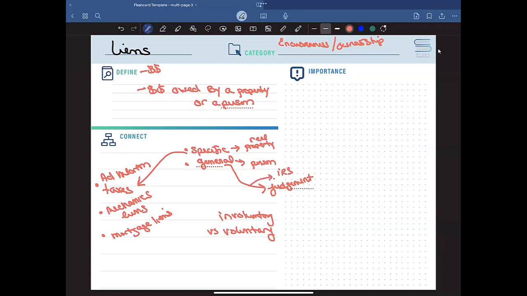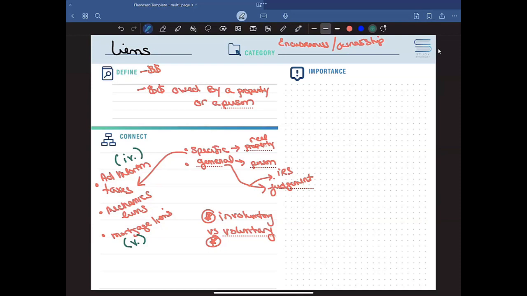Now, you did say voluntary versus involuntary. And that has to do with did you sign up for the lien or did you not sign up for the lien? So a mortgage lien you signed up for, that's voluntary, right? Ad valorem taxes you did not sign up for, it's involuntary. Yeah, that makes sense. So it's like, is it something you asked for, or something you didn't ask for? I like the way you put that. Yeah, it's either you asked for it or you didn't.